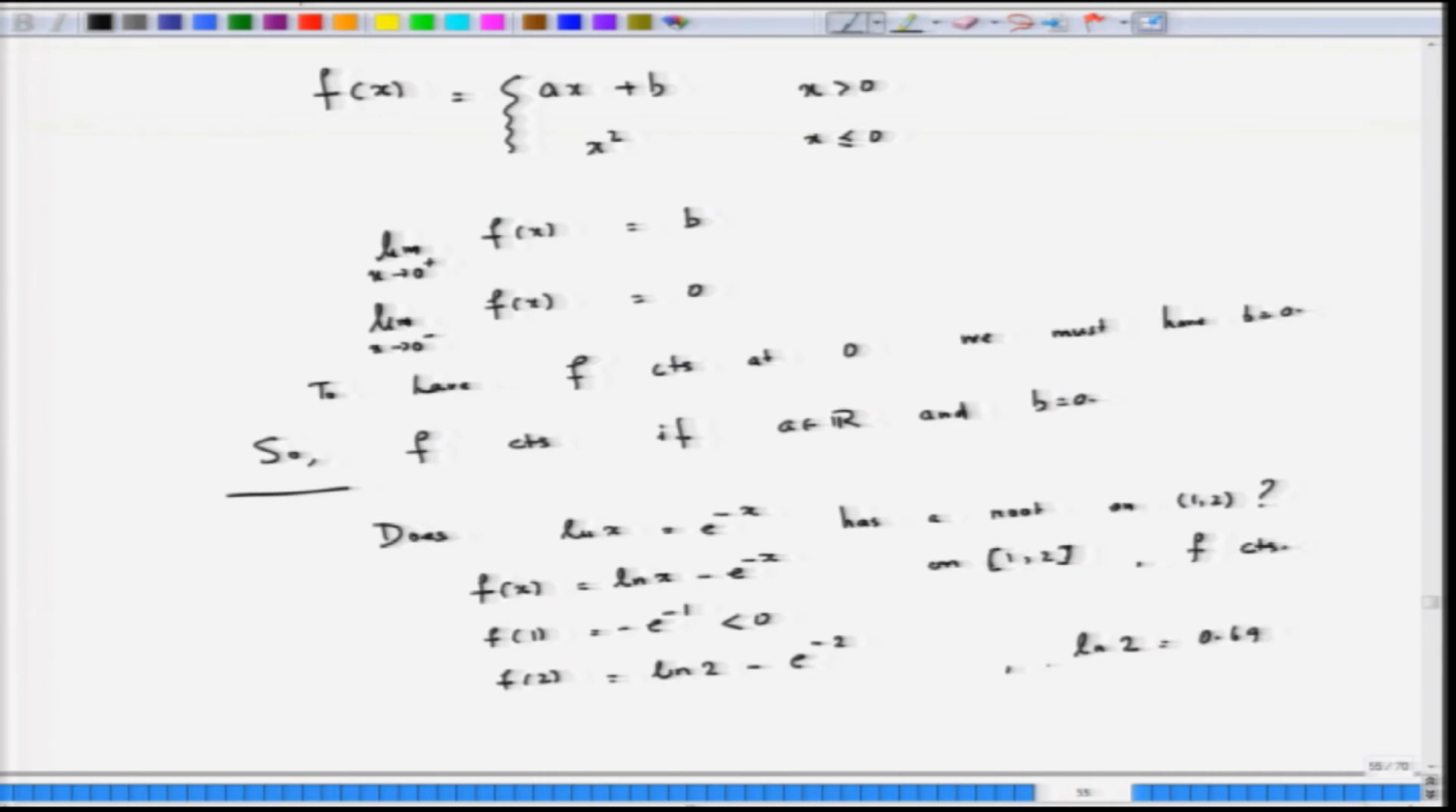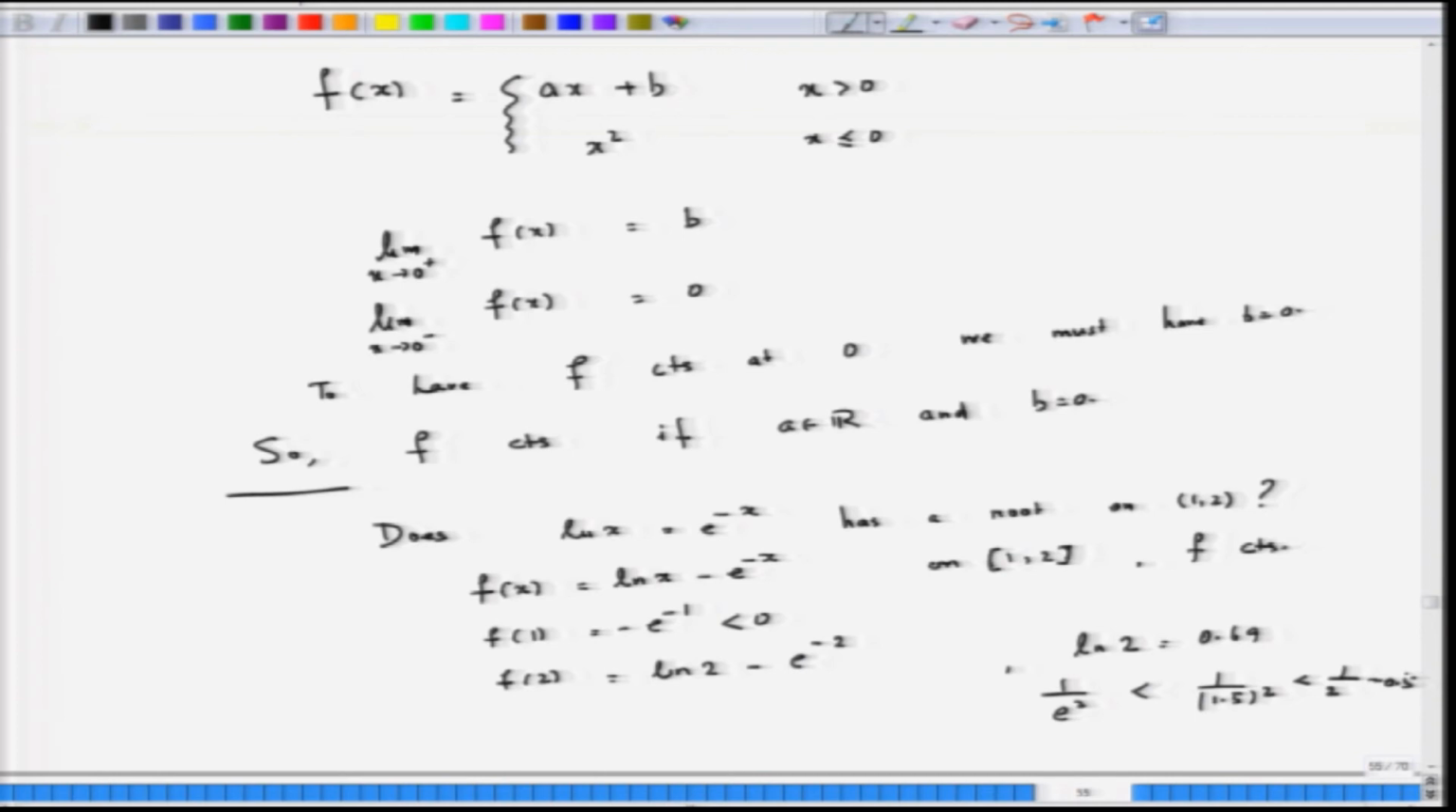0.69. Now, what about 1 by e square? e is approximately equal to 2.7. One can show that this is less than or equal to 1 over 1.5 square, because e is certainly bigger than 1.5. So, this is definitely less than or equal to 1 by 2.25, which is less than 1 by 2, which is equal to 0.5.